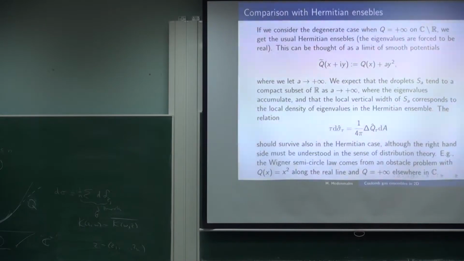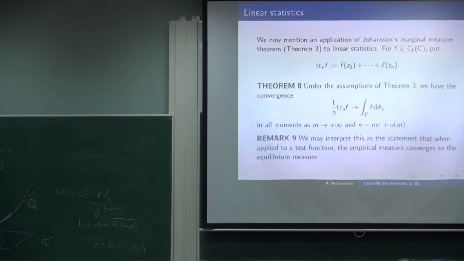Here are some words about the comparison with the Hermitian ensembles, and it's possible to get the Hermitian ensembles as a limit of the ensembles considered here. Maybe I shouldn't say that much about that. Let's go on to so-called linear statistics.